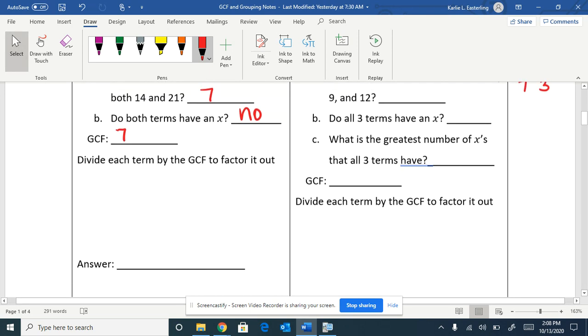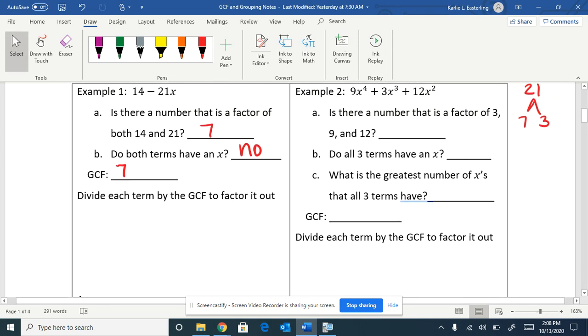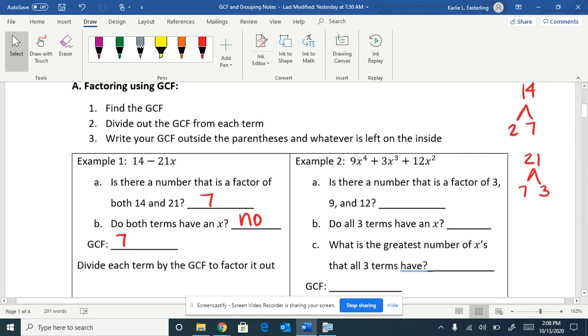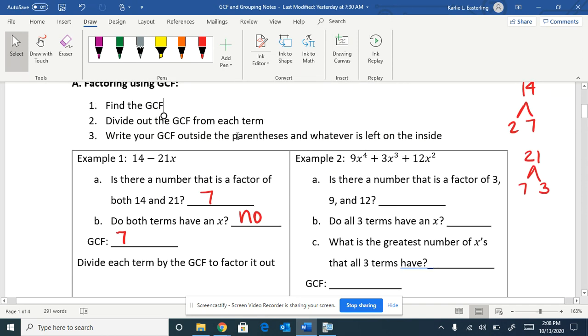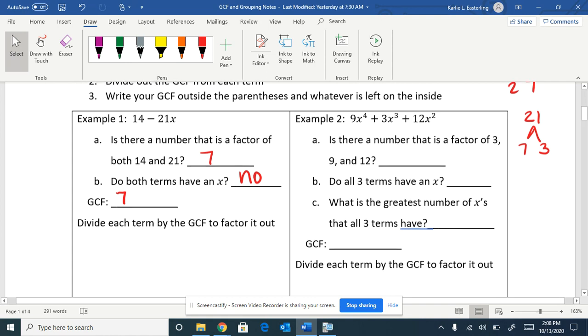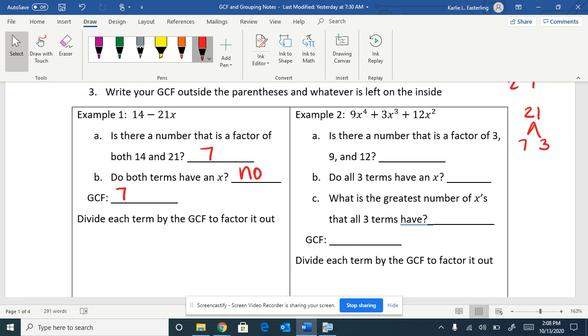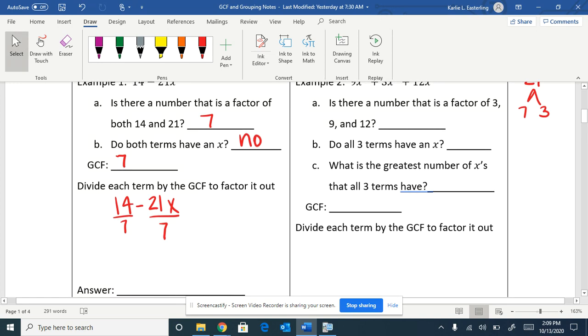So then we're going to come down here. We're going to divide each term by the GCF to factor it out, which is the next step: divide out the GCF of each term. So we are going to rewrite this as 14 minus 21x. We're going to divide 14 by 7 and 21 by 7. And hopefully you would get that it is 2 minus 3x.